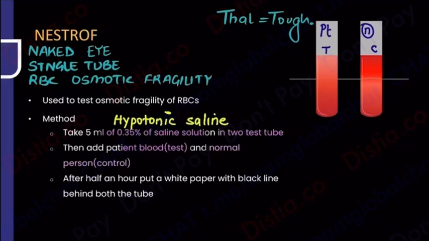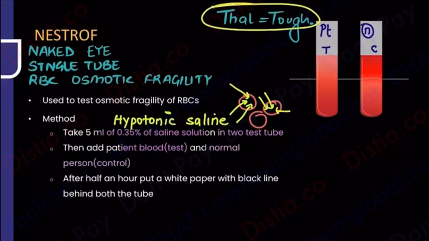Imagine, whenever something is hypotonic, it will start entering the red blood cells. The hypotonic saline will ultimately start entering the red blood cells. Red blood cells will become big, big, big and ultimately break off. Normal cells will break off. Will thalassemia cells break off? No, thalassemia cells are very tough.